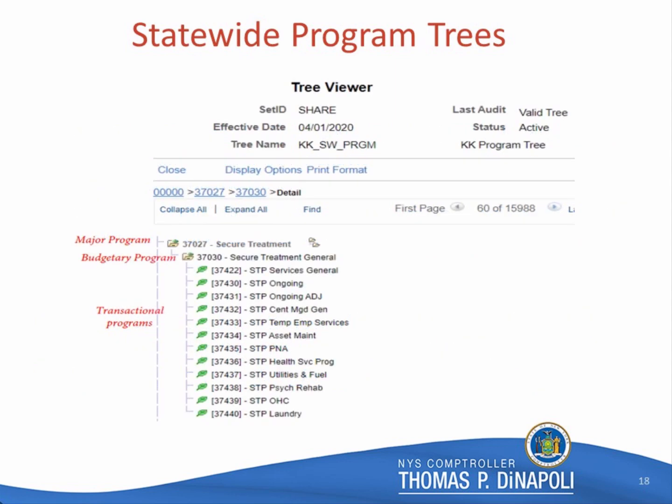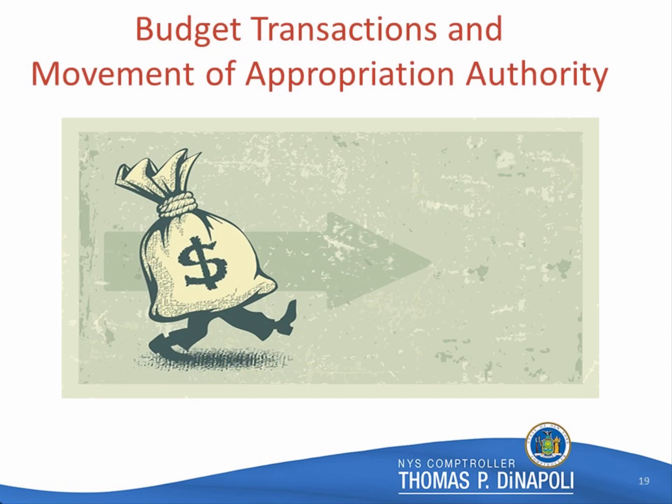Here's an example of the KK statewide program tree. You can see it is set up first by total programs, the 5 zeros, then by major program, which is the level 2 program, then budgetary program, level 3, and lastly by the transactional program. Each separate appropriation and budget bill copy will be assigned only one budgetary program, but can have several transactional programs, as seen here. Let's move on to budget transactions and movement of appropriation authority.